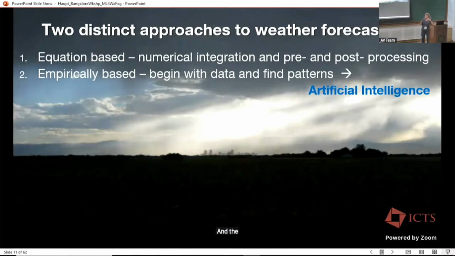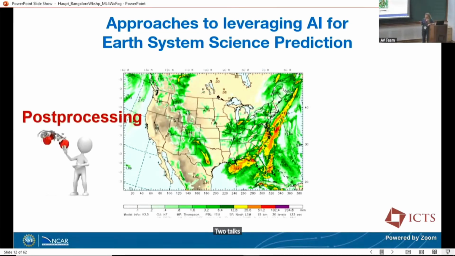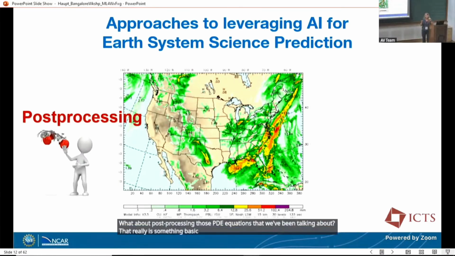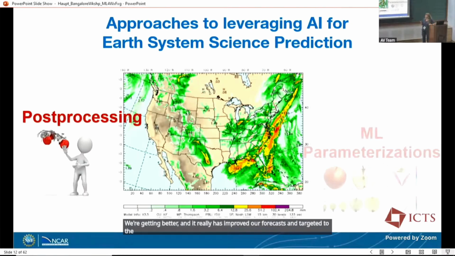And the PDE approach took over for a while, but I think we're seeing the change come now. So getting to the outline for the rest of my two talks, we're going to start with the low-hanging fruit. What about post-processing those PDE equations that we've been talking about? That really is something basic. We've been doing it for a while. We're getting better, and it really has improved our forecasts and targeted it to the applications we care about.